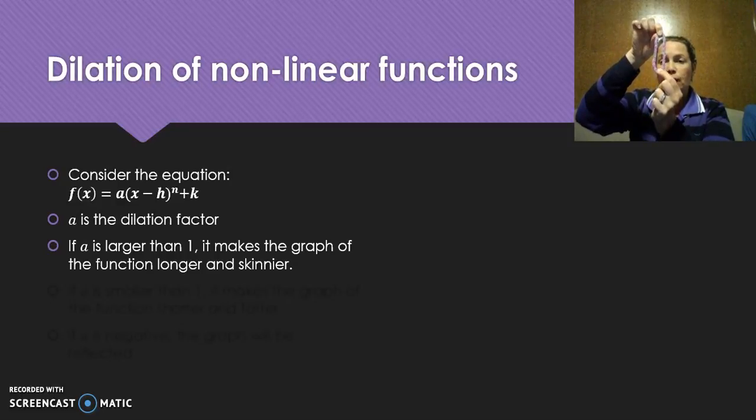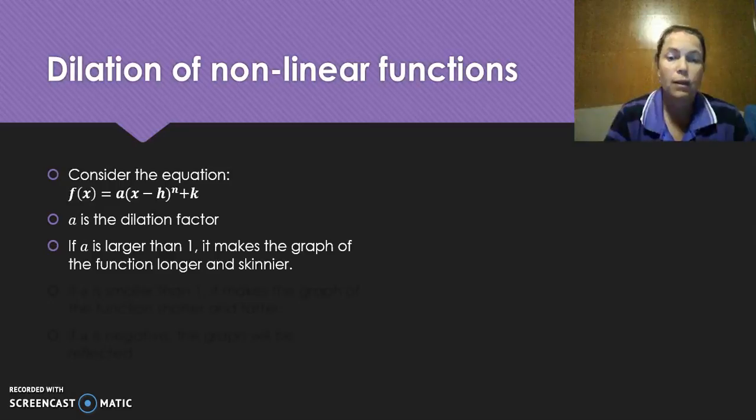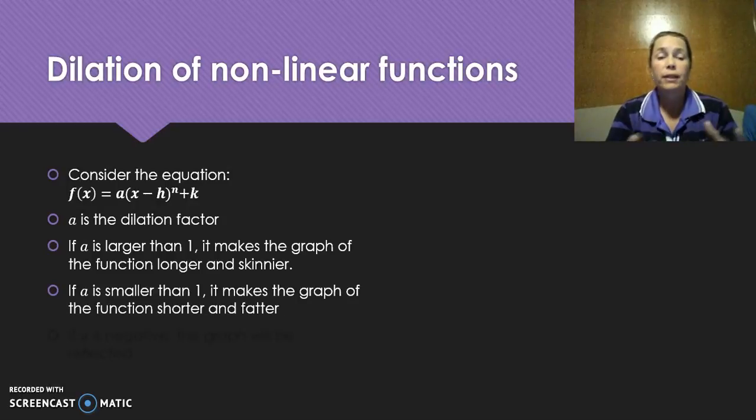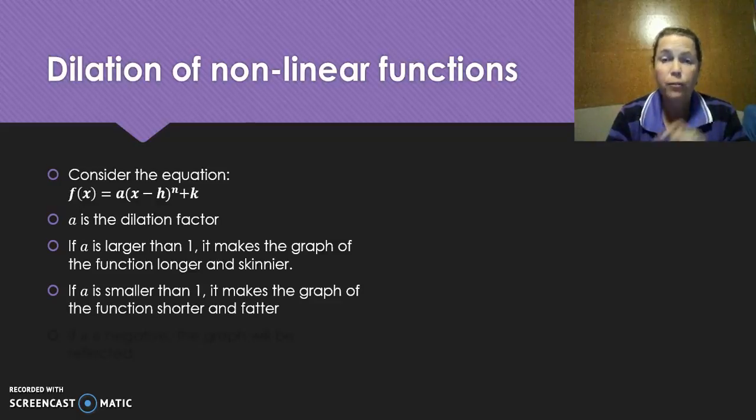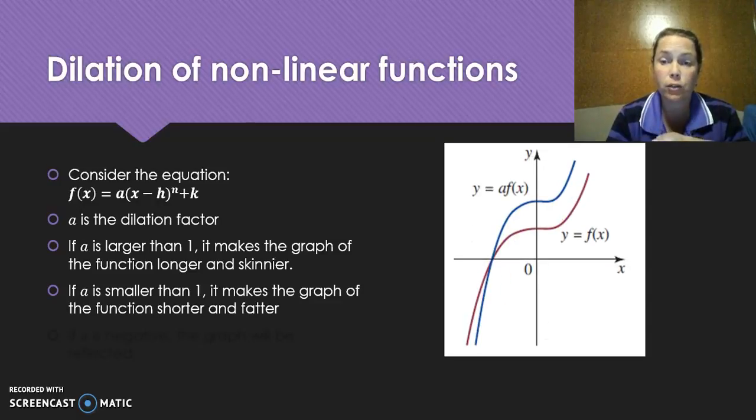Now the reverse of that, when you make A smaller than 1, because if it's 1 it stays the same, so if you make it smaller than that, it will make it shorter and fatter. Okay, so what that means is if A is smaller than 1, it makes the graph of the function shorter and fatter. Now you've seen that with the loom band. Let's see what it looks like actually on a graph.